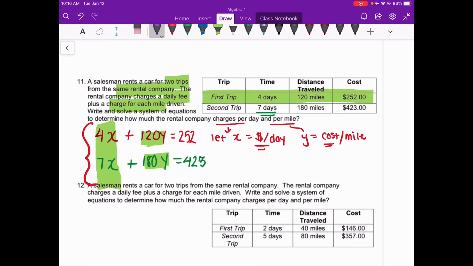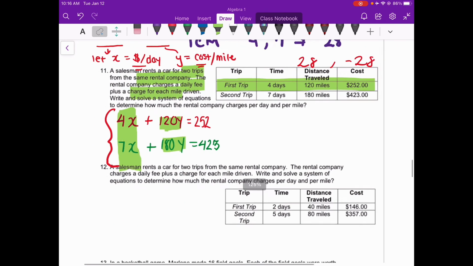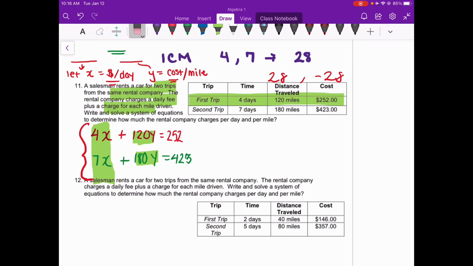Remember that when we look at a variable to eliminate, we want to choose the numbers that are easier to work with. And maybe if they're already opposites or one of them's already a multiple, it helps us. In this case, we're looking to find the least common multiple of 4 and 7, which in this case is 28. Now I need a multiple that's positive 28 and a multiple that's negative 28. That way, we can cancel or eliminate that variable.